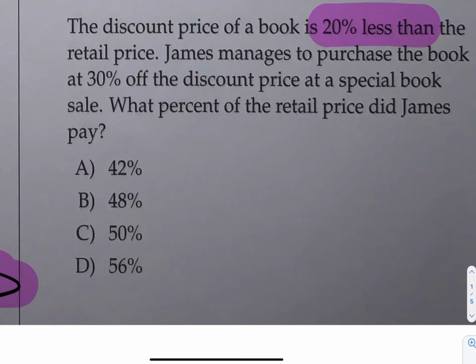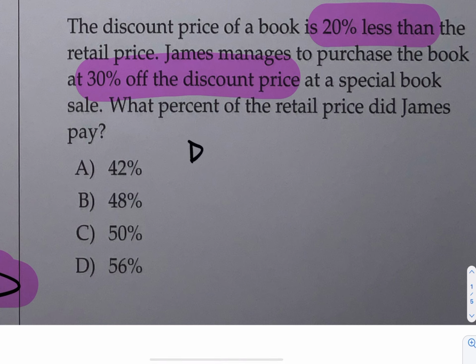So in this example here, we've got a discount price of a book that is 20% less than the retail price. We have this person, James, who is buying this book, and they end up paying 30% off the discounted price. What is the percent off the retail price? So we can set this up with an equation.